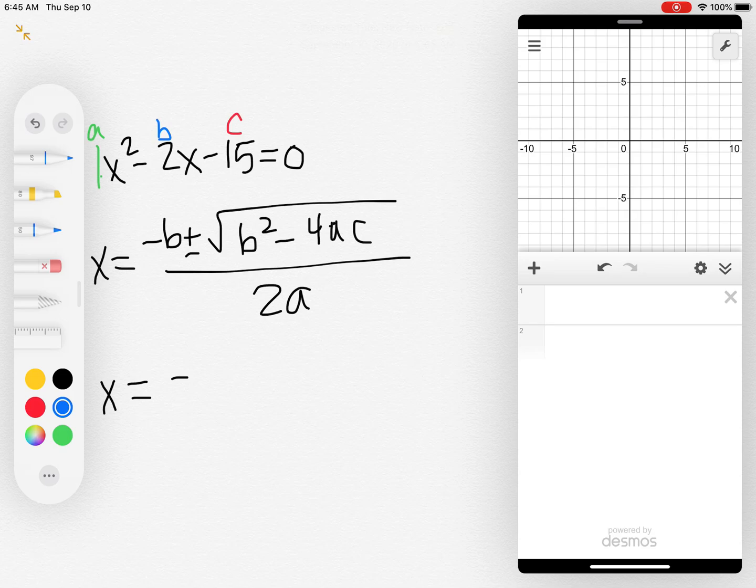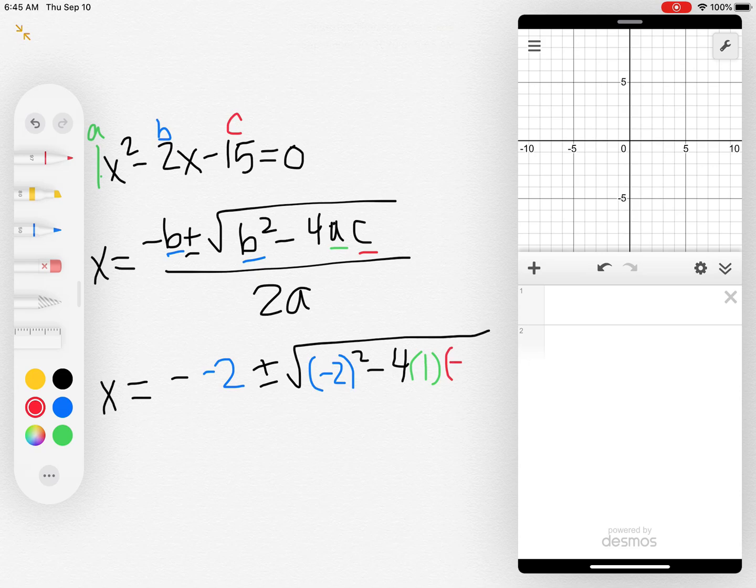So the minus sign comes first. First thing that goes in is negative b, so negative 2 goes here, plus or minus the square root. B is still negative 2, make sure you put it in parentheses because it's getting squared, minus 4, a is 1, c is negative 15, make sure those both go in parentheses too, all divided by, make sure that fraction bar goes underneath everything, 2 times a, which once again is 1.